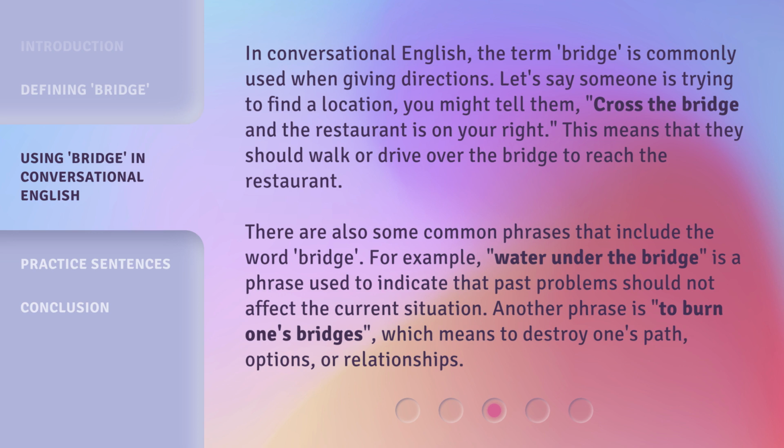There are also some common phrases that include the word bridge. For example, "water under the bridge" is a phrase used to indicate that past problems should not affect the current situation. Another phrase is "to burn one's bridges," which means to destroy one's path, options, or relationships.